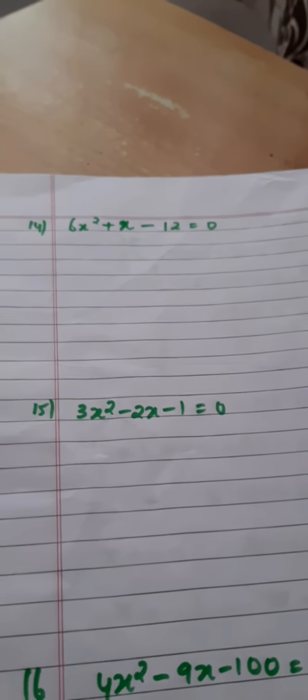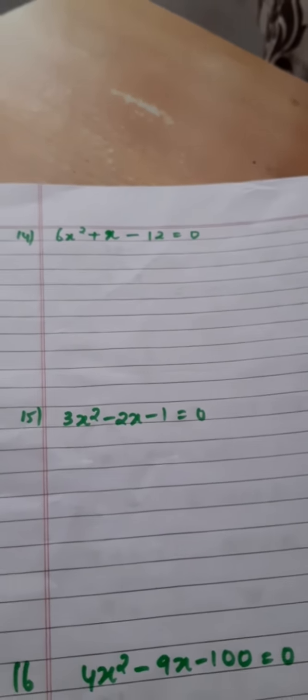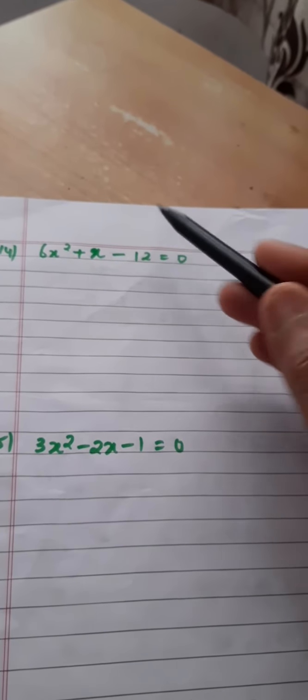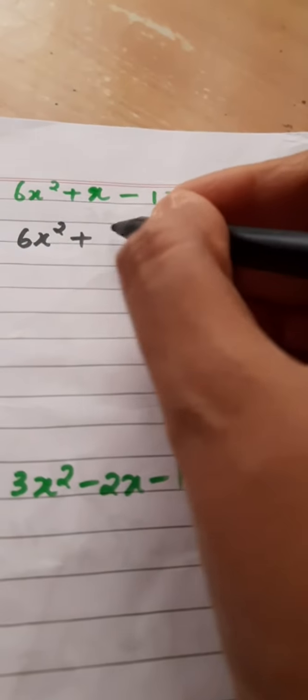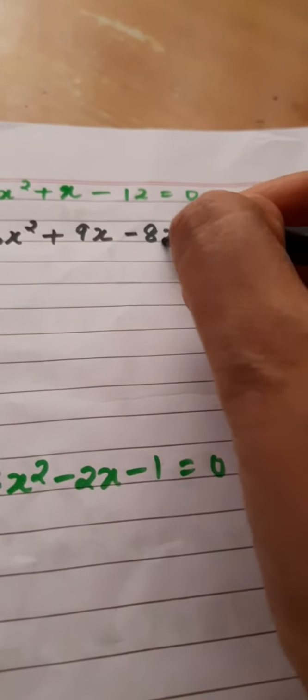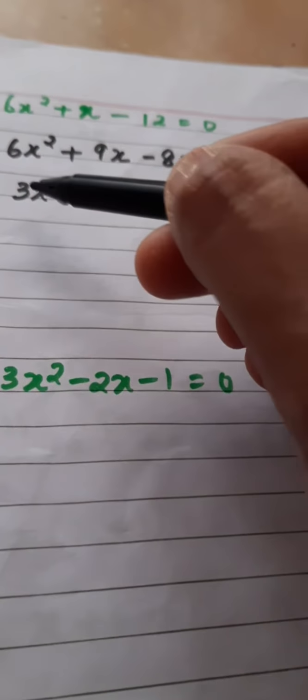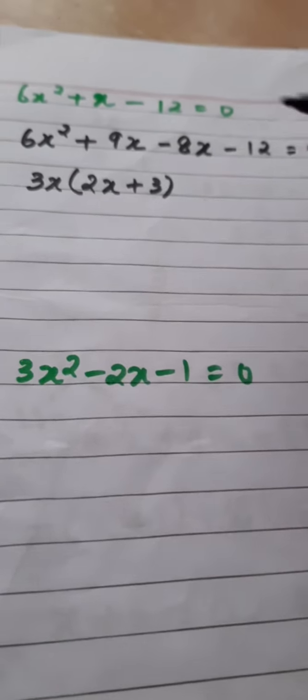Next question number 14. 6x square minus x minus 12 equal to 0. So minus 12 into 6 is 72. So 72 we can write it as 9 8s are, and since this is plus x, we need the bigger number on the positive side. So we can write it as 6x square plus 9x minus 8x minus 12 equal to 0. So 3x, 2x plus 3, just verify it, 6x square, 9x, 2x plus 3 equal to 0.